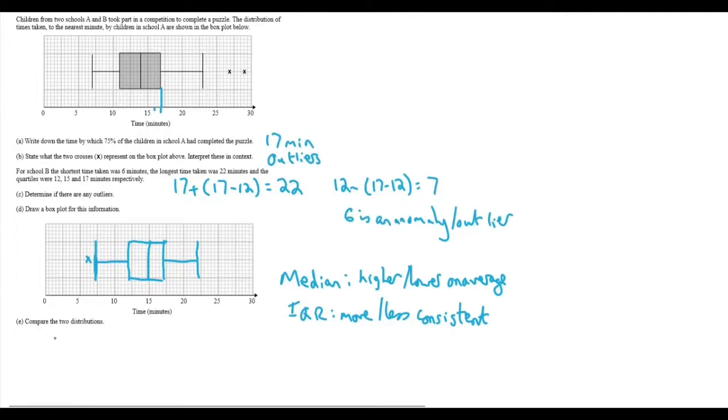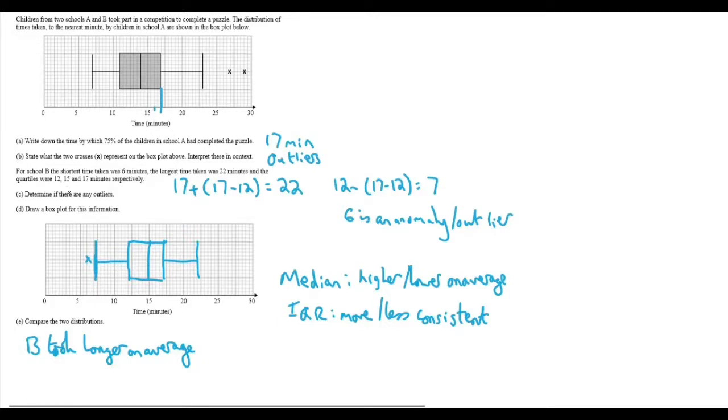So in this case, we can say that students of school B took longer on average because their median is slightly higher. Of course, you could say it the other way, and you could say that A were quicker on average. But you can then say that school B were more consistent.